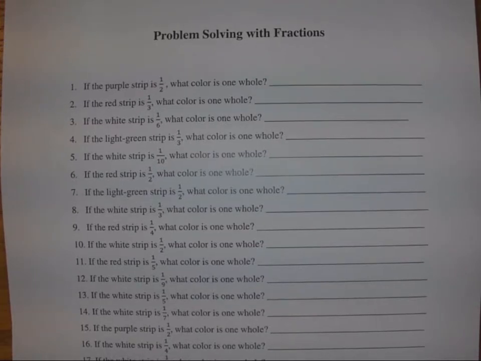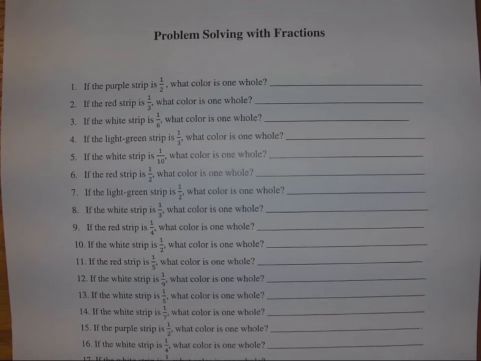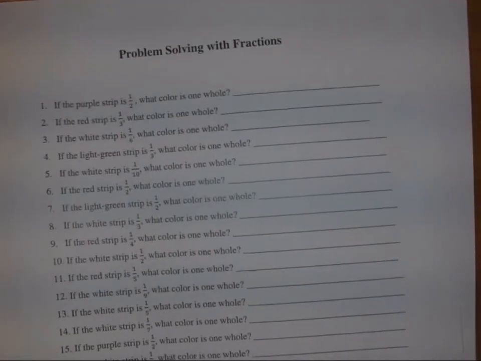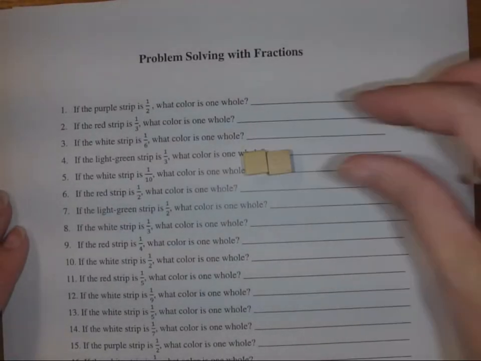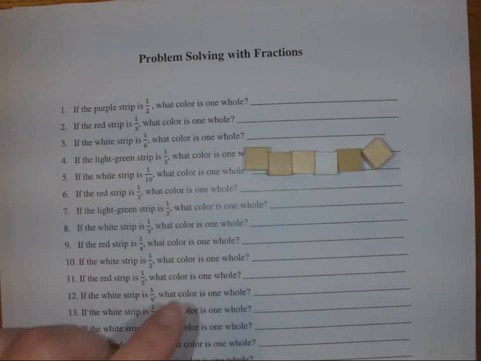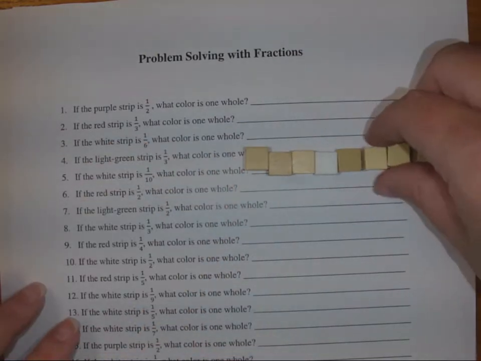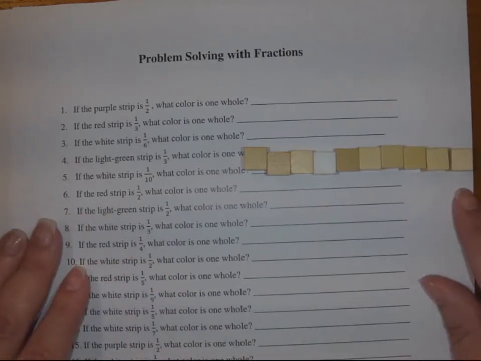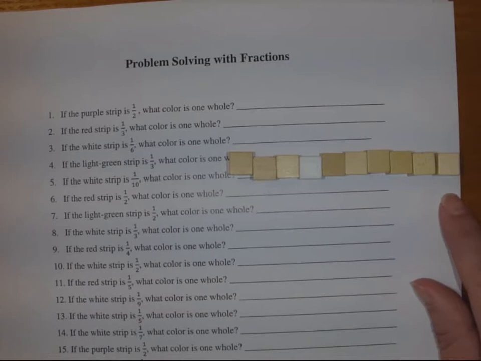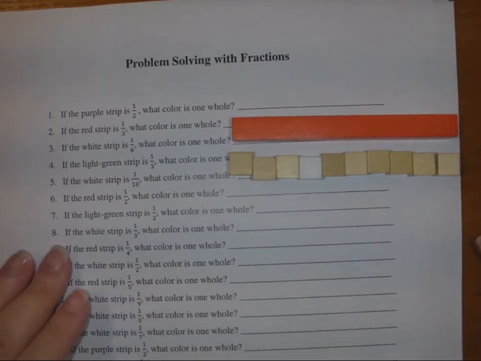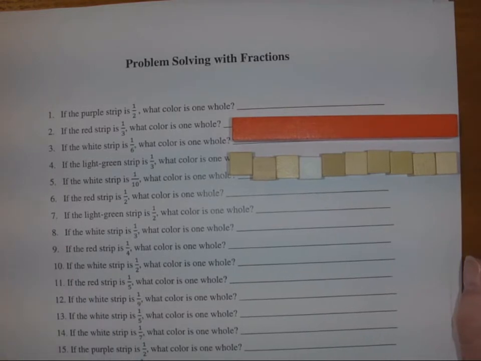If the white strip is 1/10, then what color is the whole? Now remember, white is the tan/white. So what we would need to do is, if each of the tan/whites represents 1/10, then how many of them would we need to make a whole? We would need to line up 10 of them, right? So if 10 of them equal a whole, 10 tenths should be a solid 1, right? So you just need to find the color that would be the same length. Notice in this case that that's orange. So the answer to number 5 would just be orange.